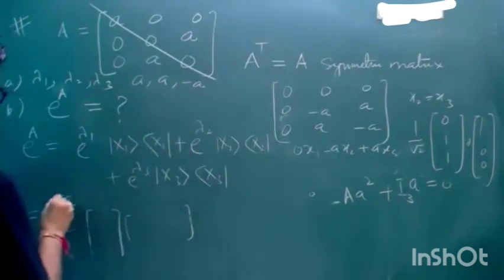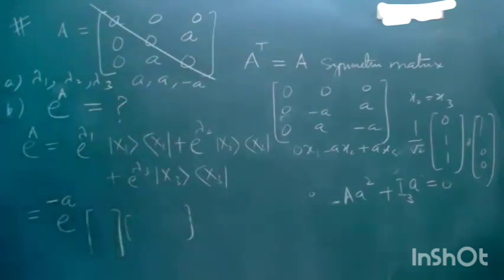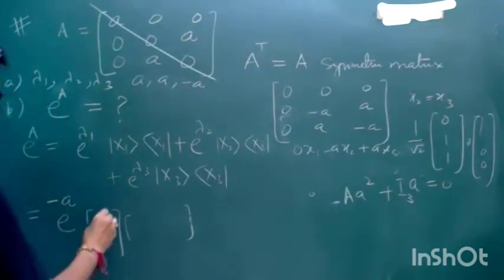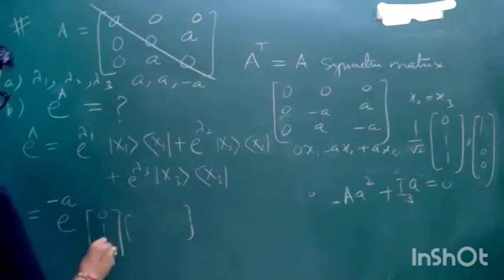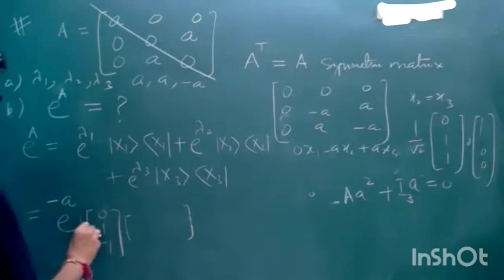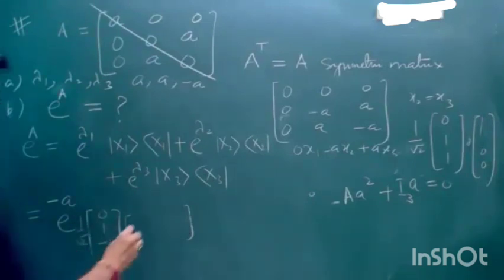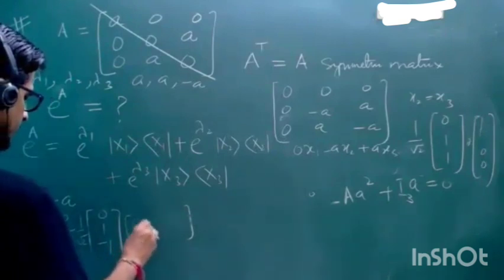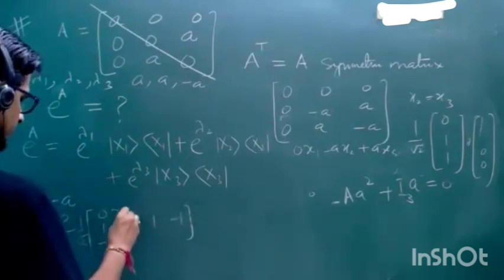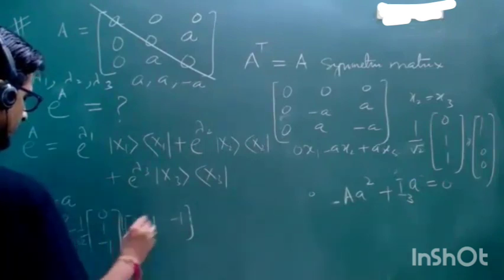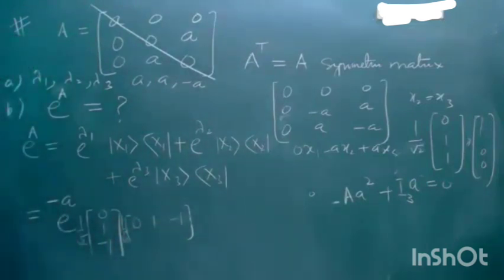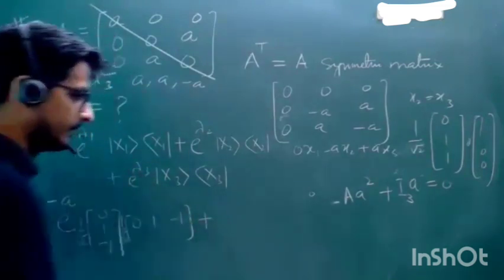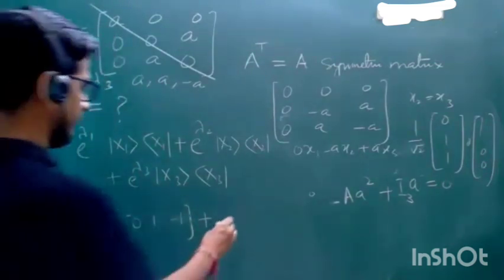Let me first write minus a. First of all, minus a. Then 1 upon root 2, 0 1 minus 1, 0 1 minus 1, and 1 by root 2. And here, the same thing, 0 1 minus 1, 1 by root 2. Okay? And plus e to the power a.